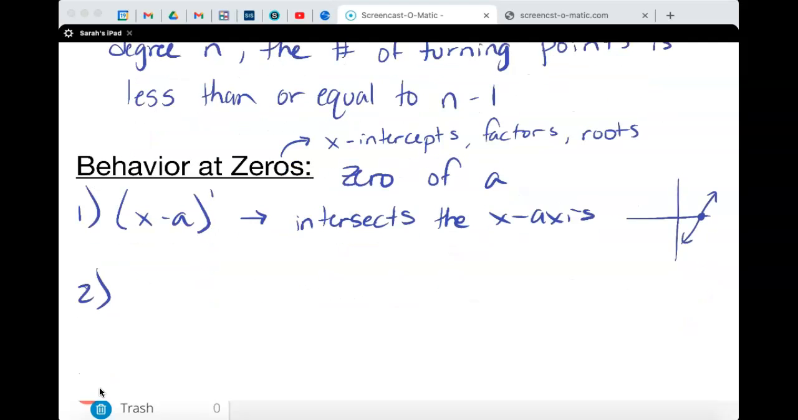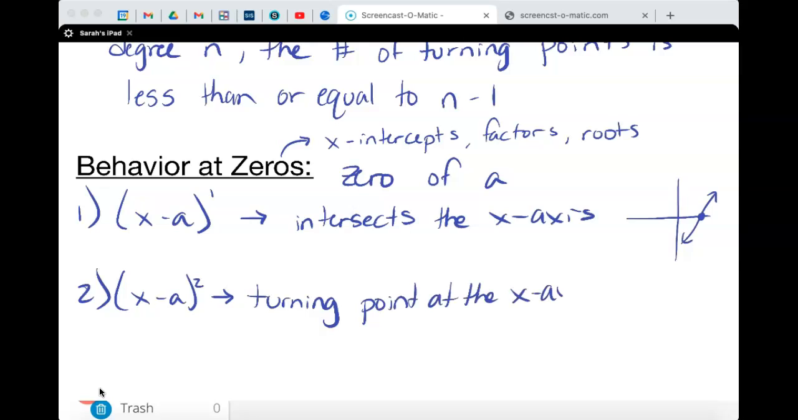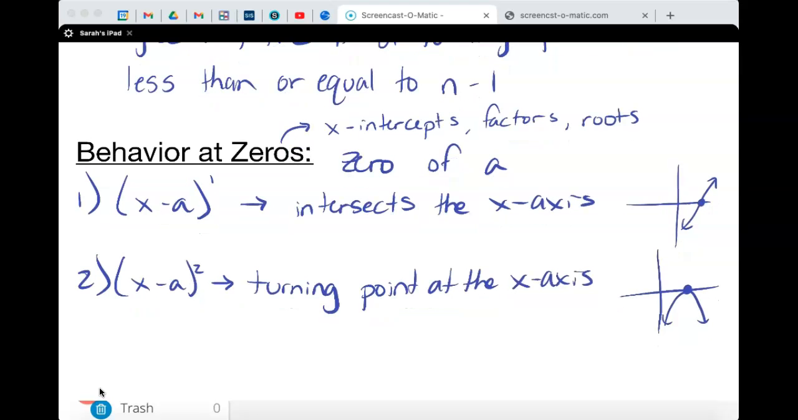Option number 2. You have x minus a to the second power. Then it's a turning point on the x-axis. So same thing, if my x-intercept's right there, it'll go and turn right back around. And it could be above it. Doesn't have to be a parabola either.